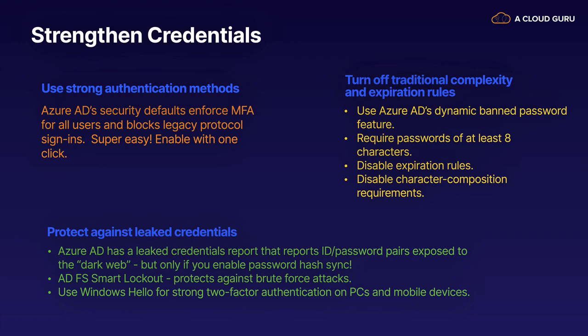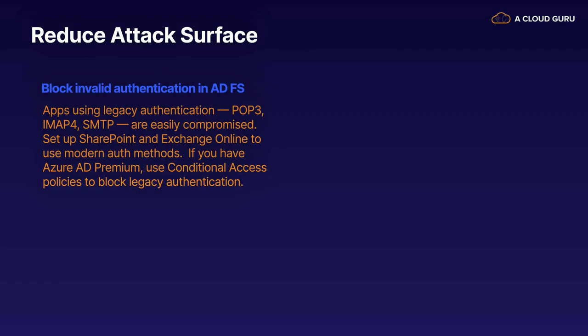The second category of protection is reducing your attack surface. So you want to block invalid authentication from ADFS. Things like POP3 IMAP, these are all older legacy authentication methods and they're very easy to compromise. And a lot of people still use them, so kind of be aware out there. You can set up your SharePoint and Exchange Online to use proper modern auth methods. And if you have Azure AD Premium, you can use conditional access policies as well.